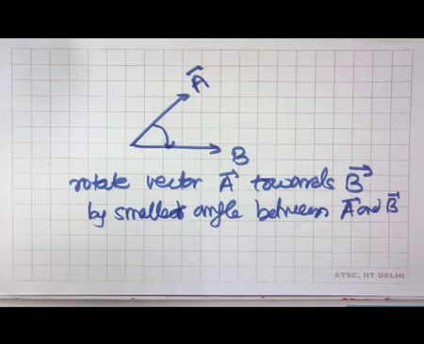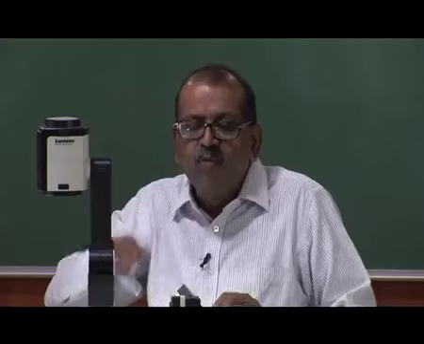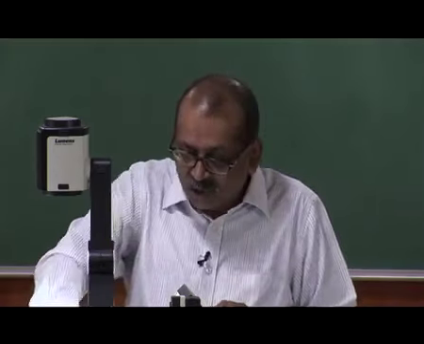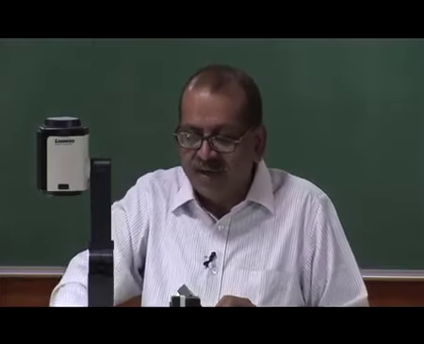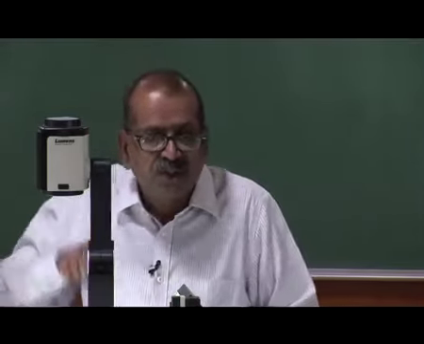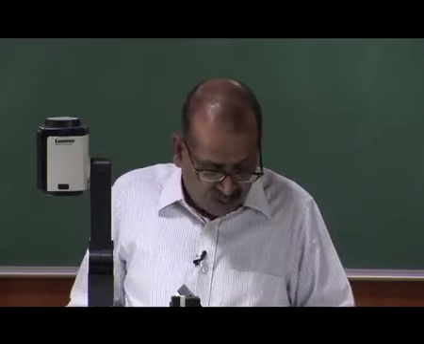Now, those of you who have seen screws know that when we rotate a screw, the screw moves in an axial direction. So, if I move A towards B and the screw has a right handed thread, then the direction in which the screw will move will give us the direction of A cross B.